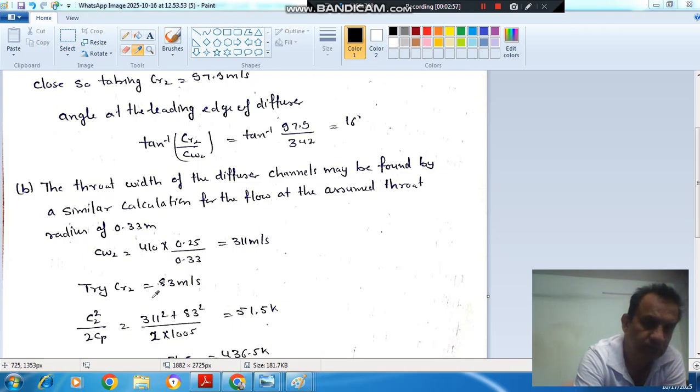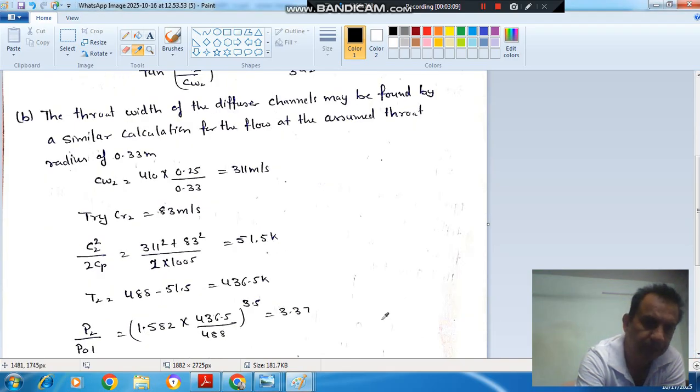In the same way, now we can calculate the dynamic temperature at the diffuser throat. That is C2 square by 2 Cp, so it will come out as 51.5 Kelvin. And now the stagnation temperature T02, as we have noted, is 488, and the dynamic temperature is 51.5. So the static temperature will come out as 436.5 Kelvin. This is the temperature at the diffuser throat. This is one component of velocity at the diffuser throat, this is our assumed radial component, and this is your dynamic temperature.